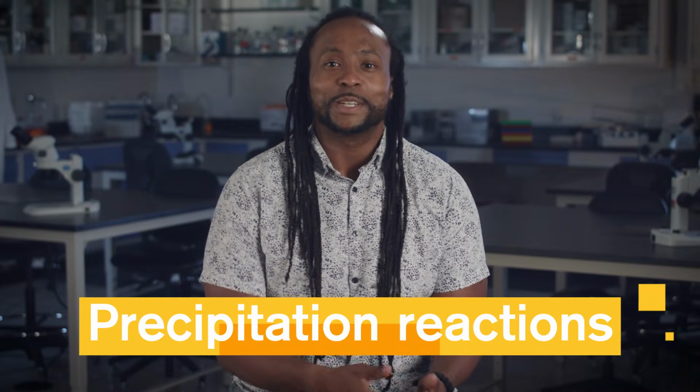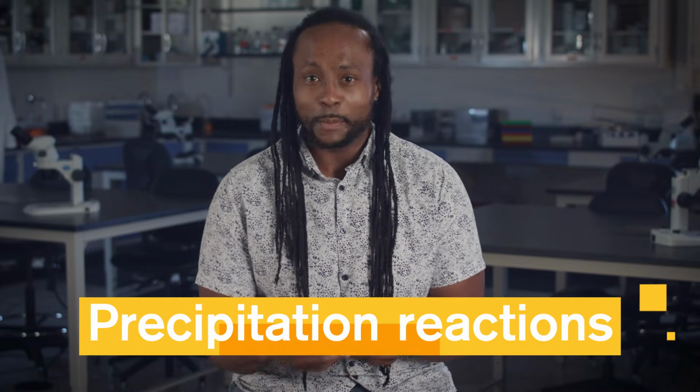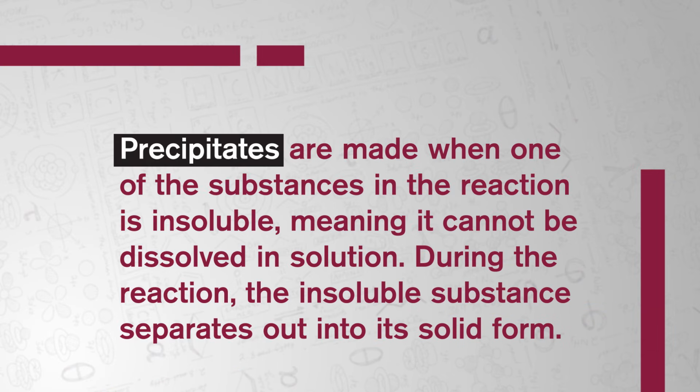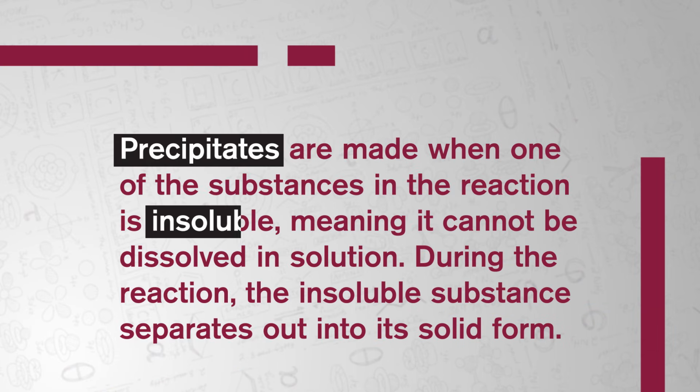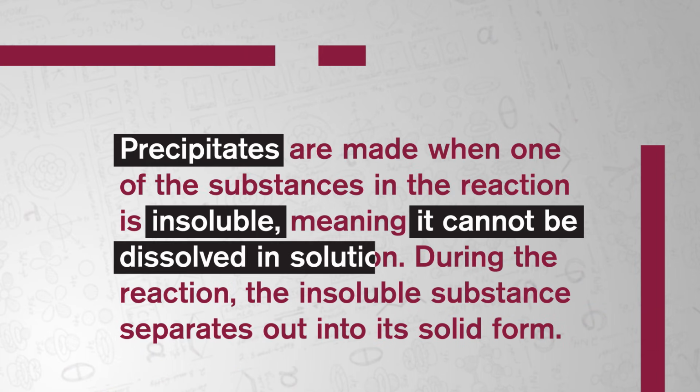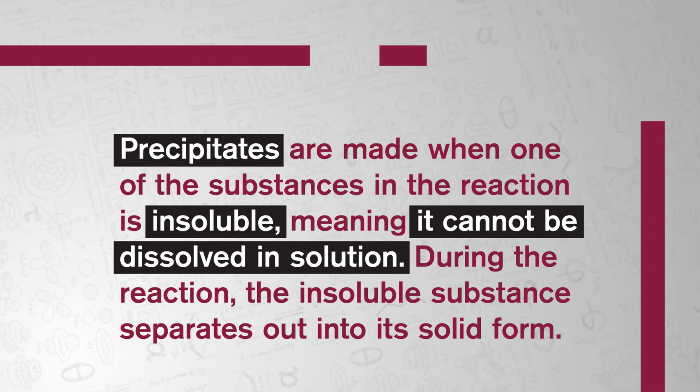Precipitation reactions are also defined by their products, this time when one's a solid. Precipitates are made when one of the substances in the reaction is insoluble, meaning it cannot be dissolved in solution. During the reaction, the insoluble substance separates out into its solid form. If this is hard to keep track of, remember, if you're not part of the solution, you're part of the precipitate. We might see a precipitation reaction in household pipes. If the water is high in metallic cations like calcium or magnesium, they can build up in the pipes because they precipitate easily at high temperatures.